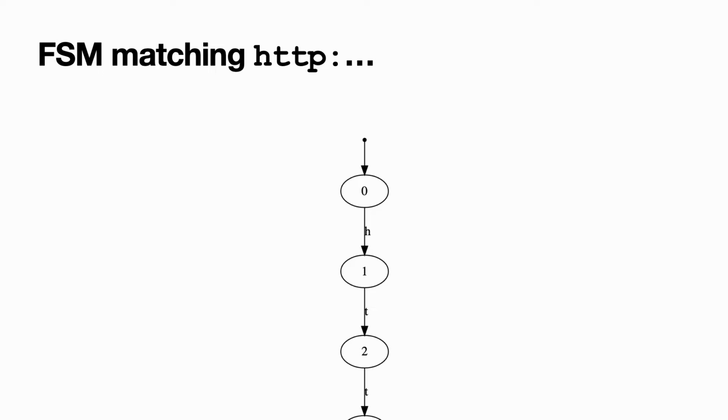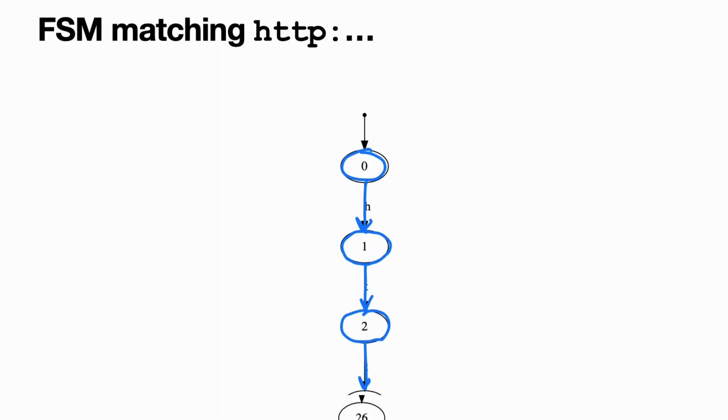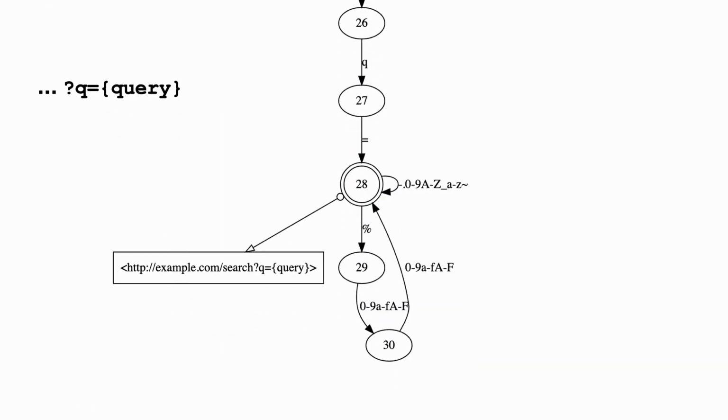And then we consume each character in the input one at a time, and we look for a transition that matches that character, and we follow it to the new state. So this finite state machine matches an H, then a T, then a T, and so on and so forth. At the end of this state machine, we have a transition that acts on a range of characters and points to itself. This is how it consumes characters in the query variable.